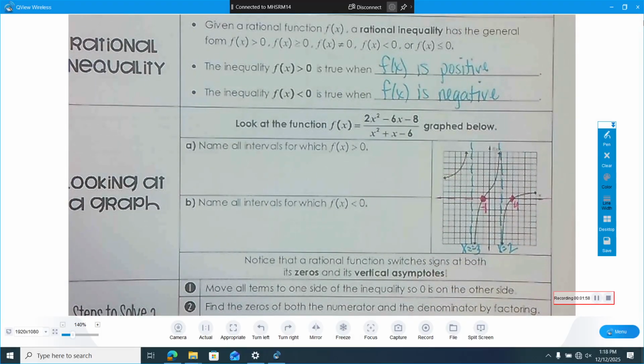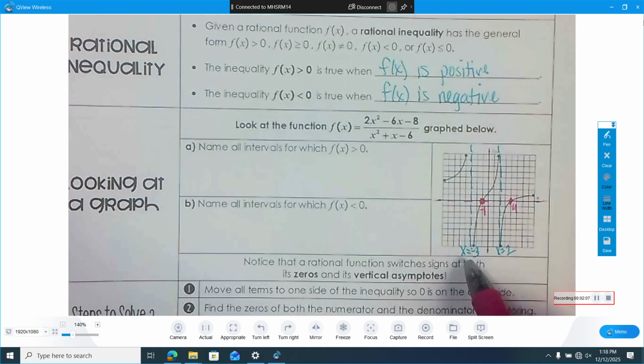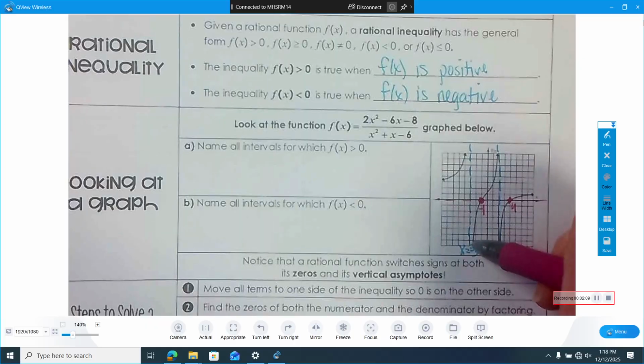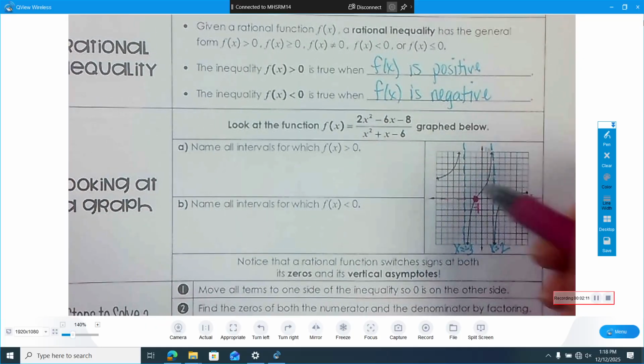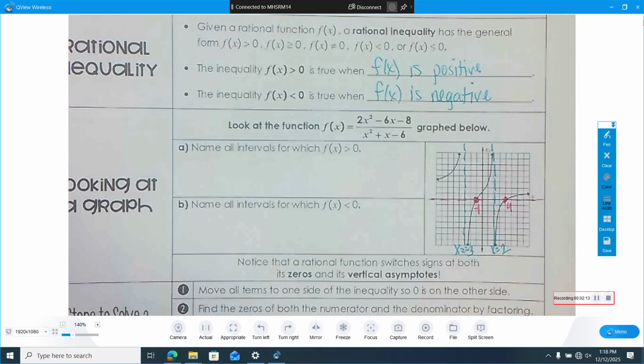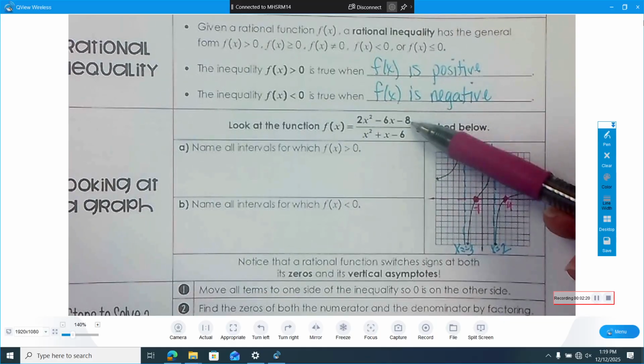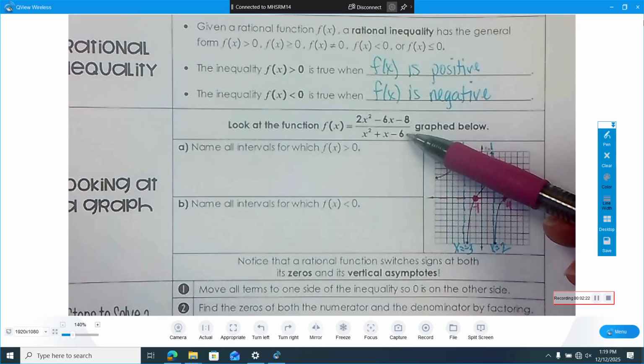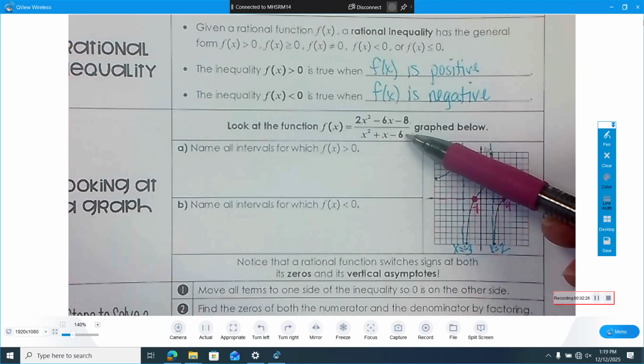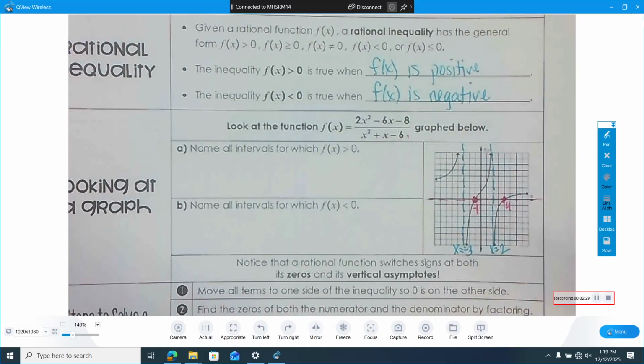At any of these places, at the vertical asymptotes or the zeros, this is where the function changes from negative to positive. So when we are looking at rational fractional functions, we have to pay attention to the zeros of the numerator and the vertical asymptotes from the denominator. So we just have to take care of all of those things, and that's going to help us figure out where it's positive or negative.